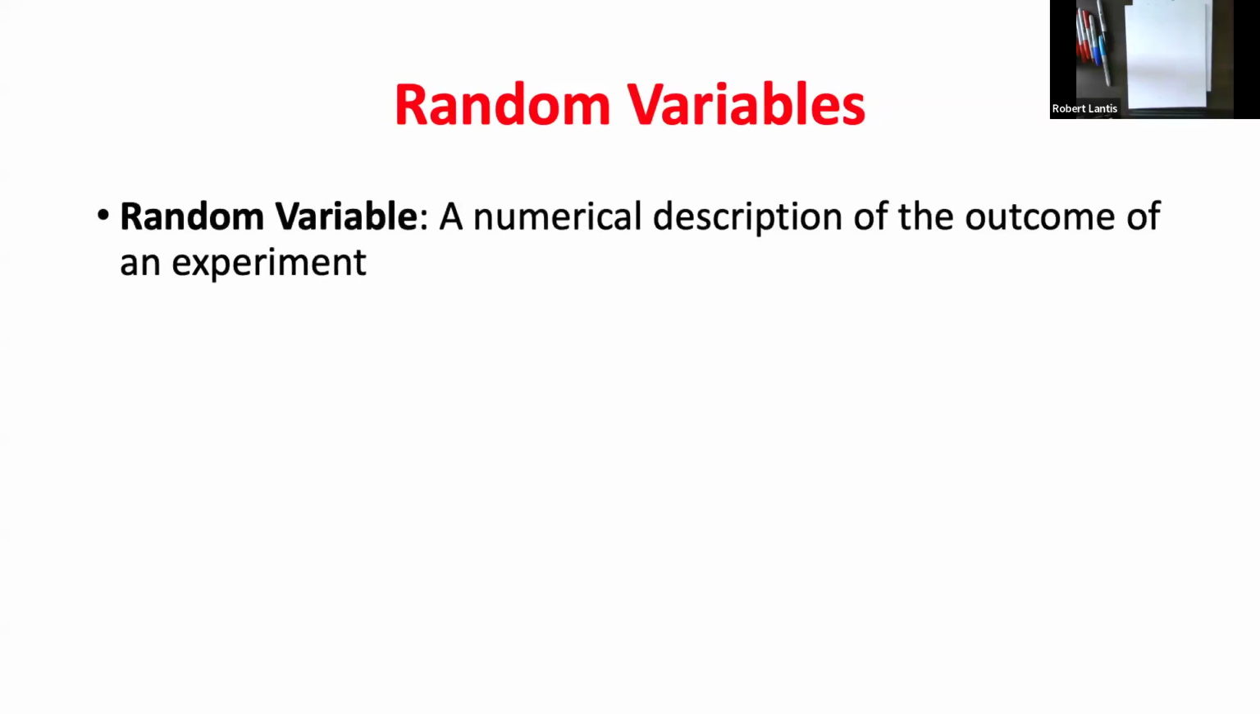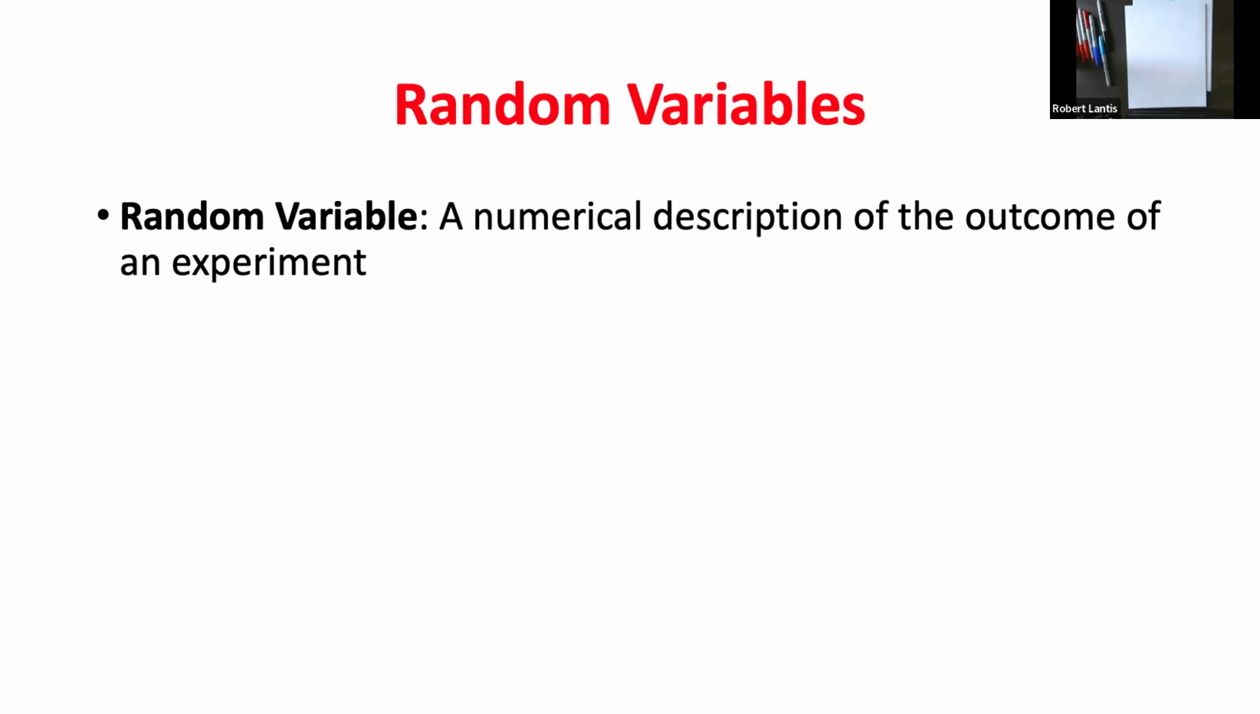To kind of set this all up, we'll think about random variables in general and then talk about more specifics. So a random variable is just a numerical description of the outcome of an experiment. All a random variable is, is that we know we're going to have this experiment being run, and we don't know what the outcome is.